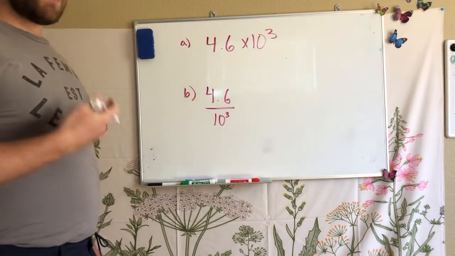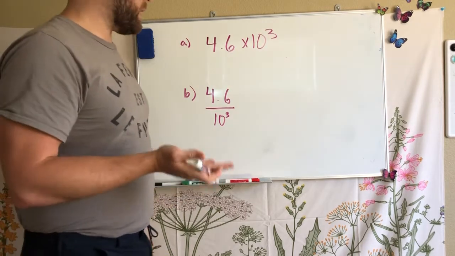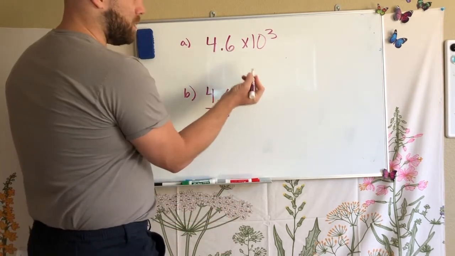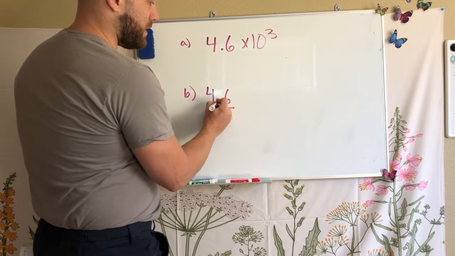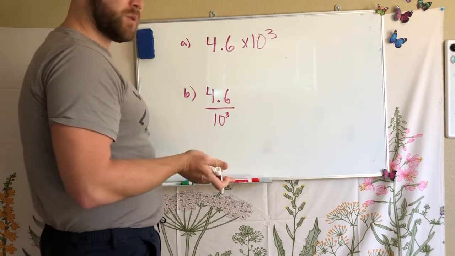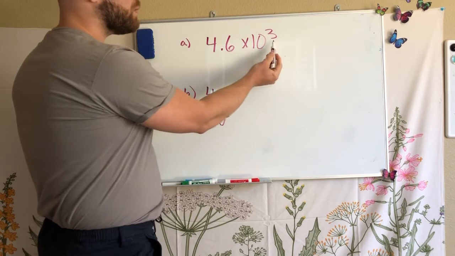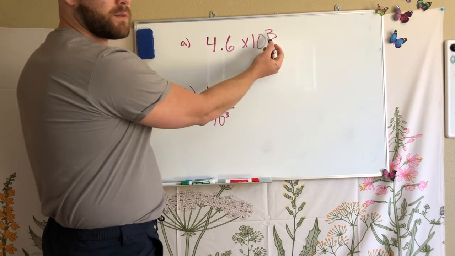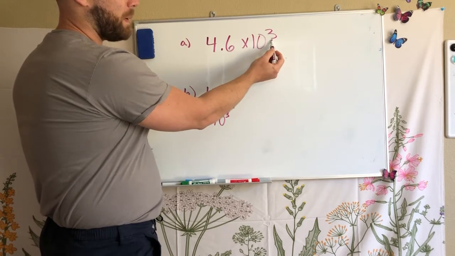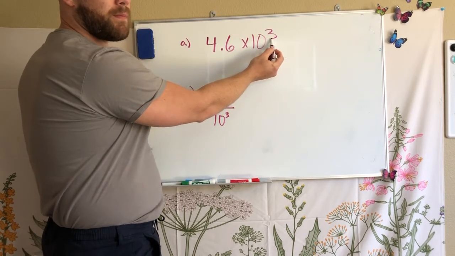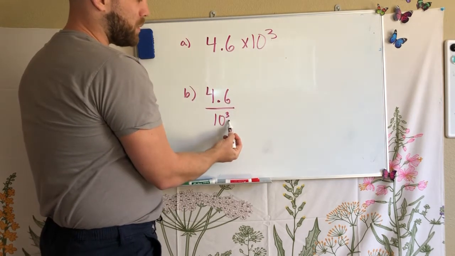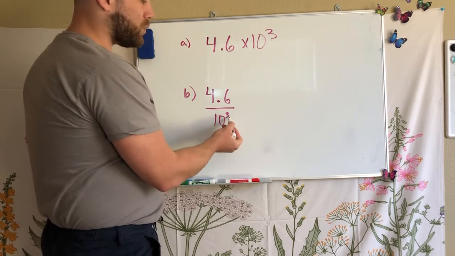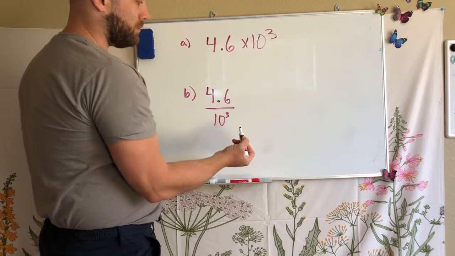So, as you probably already know, what we're doing is moving the decimal. Here we need to move the decimal, and here we need to move the decimal. How many times do we need to move it? Well, we look at our exponent on the 10. So how many times would we need to move the decimal here? 3. How many times here? 3 again, because it's to the third power.